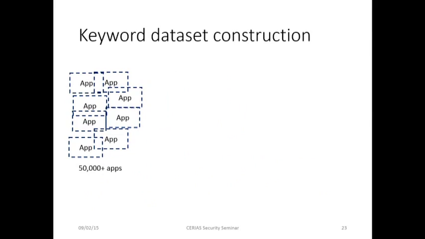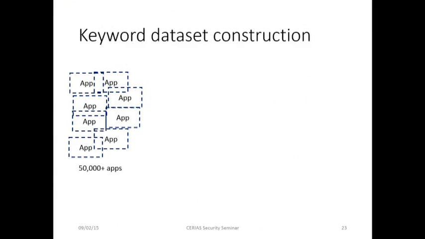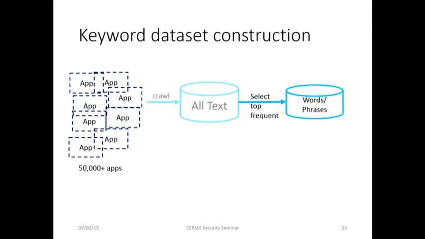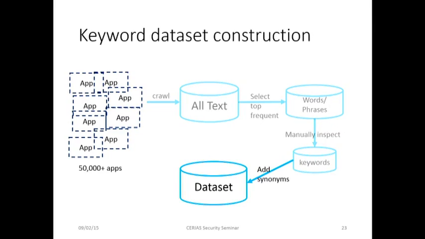Now I want to show how we build the keyword dataset. We crawled more than 50,000 apps to get all the text in these apps and extracted this text into words or phrases via some NLP techniques. We selected the top frequent words or phrases and manually inspected them to get an initial sensitive keyword dataset. Next, we added the synonyms of the selected sensitive keywords to the dataset. Now we have finished building the sensitive keyword dataset.